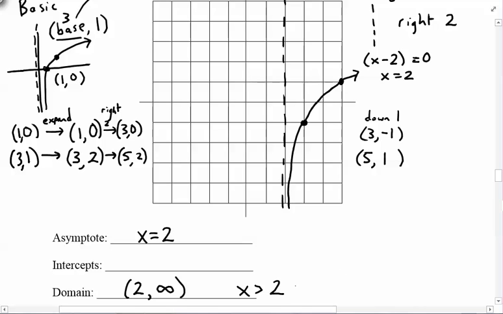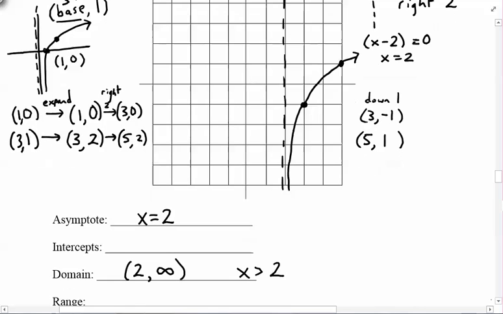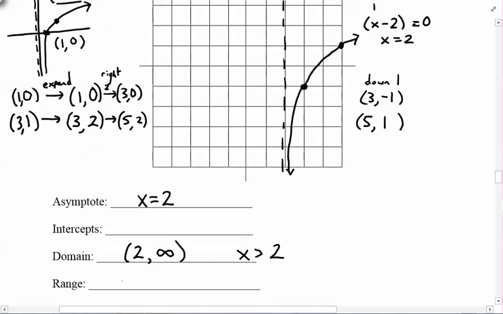Now for range, we ask the same question about the y values. What's the lowest number that the graph can be? The graph goes down forever, so the graph's lowest point is negative infinity. Then what's the highest value that the graph can be? The graph keeps going up forever, so this one goes up to positive infinity.